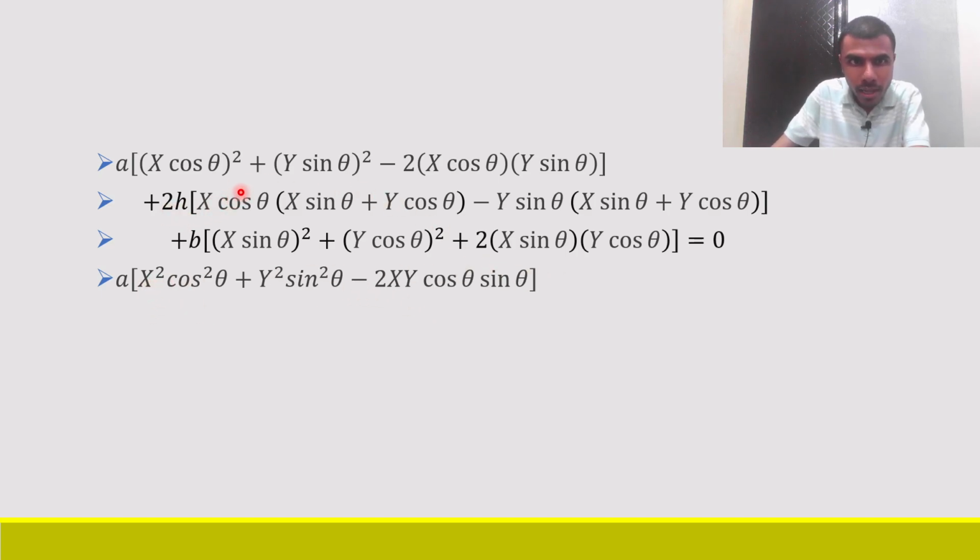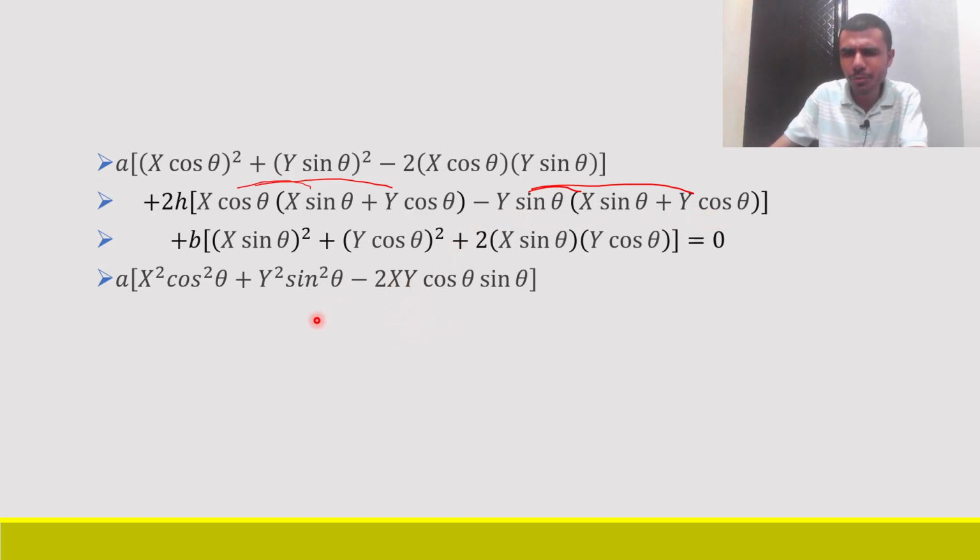Now let's simplify this. X cos theta into x sin theta. Okay, here x cos theta into x sin theta, so x square cos theta sin theta. And this one, x cos theta into y cos theta, so xy cos square theta. Minus y sin theta into x sin theta, minus xy sin square theta, and this into this, minus y sin theta into y cos theta, so minus y square sin theta cos theta.